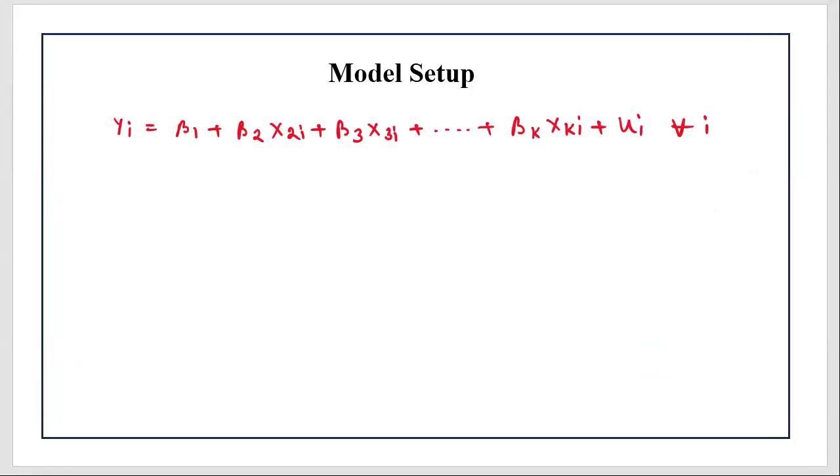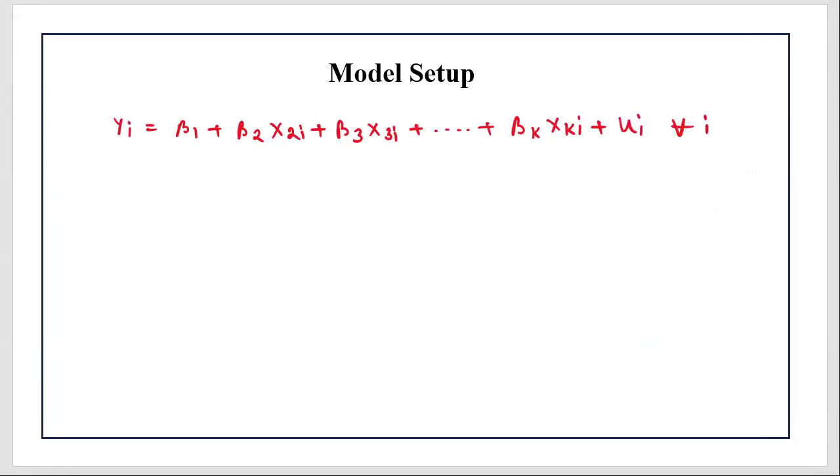So let me give you a quick recap of what we have done in the previous video. We have taken a model like this. The model looks as usual. Yi is beta 1 plus beta 2 x2i plus beta 3 x3i all the way up to beta k xki plus ui. This was the original model that we have used.